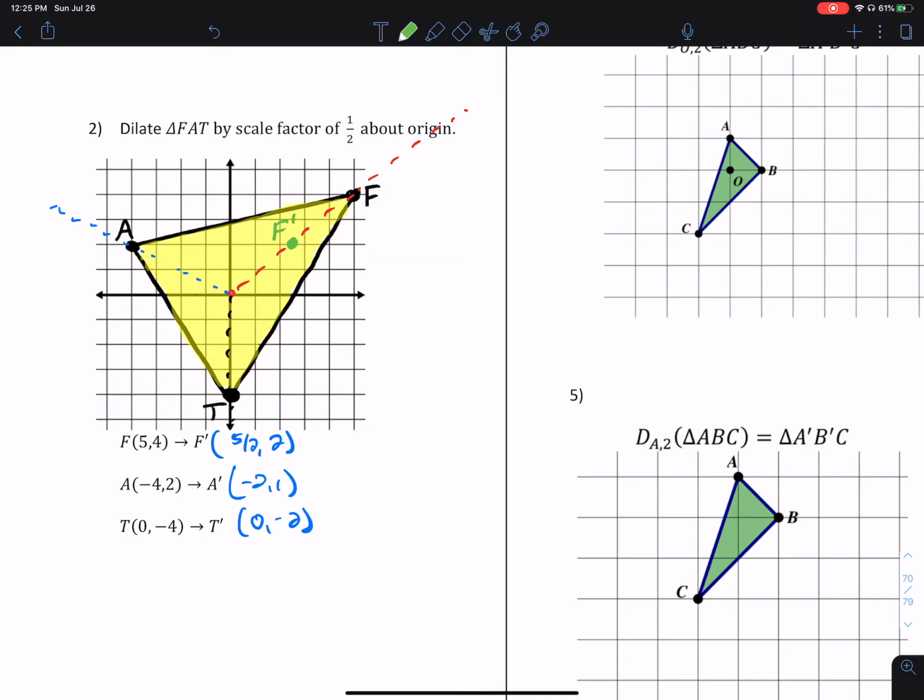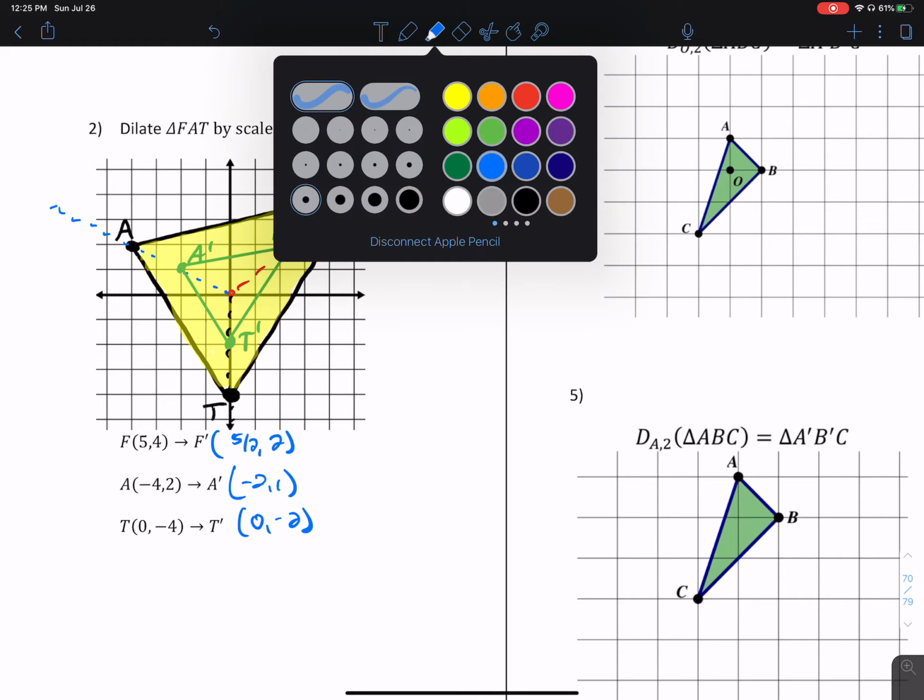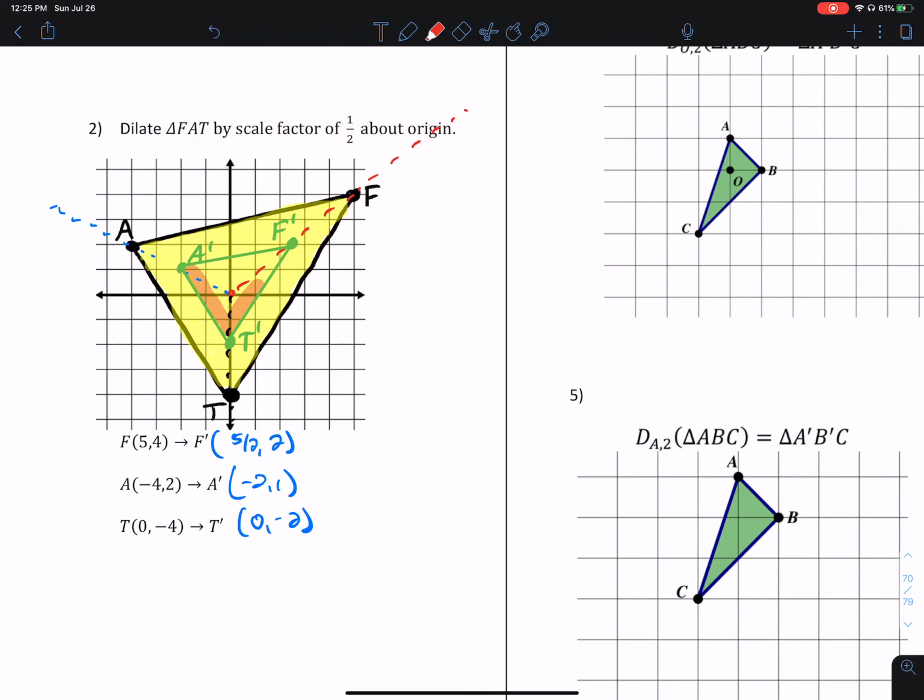A prime is negative 2, 1, right on that line that it's supposed to be. And T prime is 0, negative 2, right where it's supposed to be. I connect those points, make a triangle. You want to color it in for your own viewing pleasure, do so.